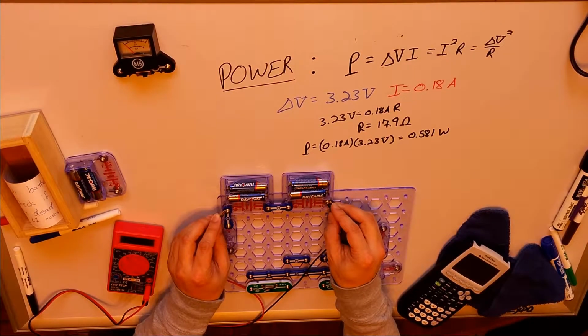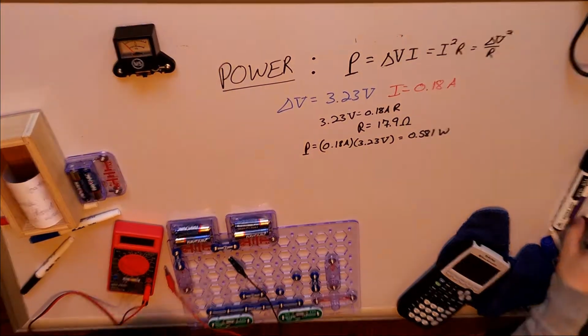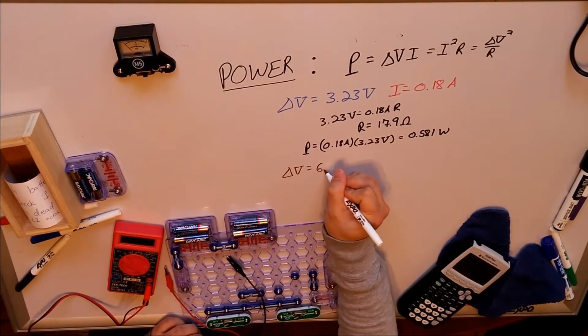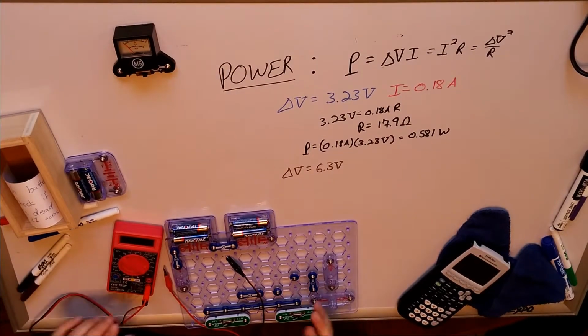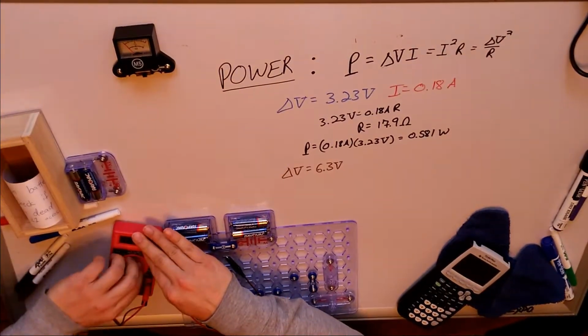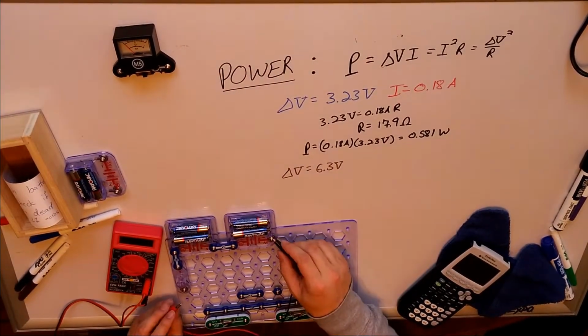Now it's bouncing around a little bit, but I'm getting about 6.3 volts. I'm going to switch this out, different color. Delta V, about 6.3 volts. Now it was fluctuating a little bit, so we might end up just a little bit off on some of our rounding error, but that's okay. I'm going to go back up to my 10 amps so I don't blow my fuse, and here we go.